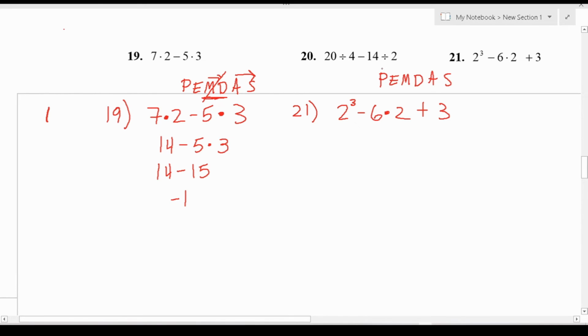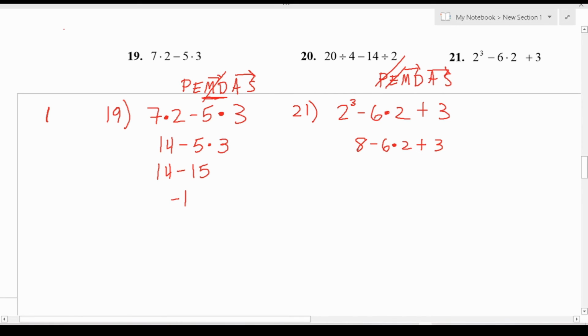So again, we're looking for parentheses, then exponents, then we're going to do multiplication and division from left to right as they appear, addition and subtraction from left to right as they appear. As we look at this one, we can see we have an exponent, subtraction, multiplication, and addition. And according to the operations, we do parentheses first. There's none of those. That said, there is an exponent, so we'll deal with that next. 2 to the third is the same as 2 times 2 times 2, which is 8, which is minus 6 times 2 plus 3. All right, so we're going to cross that out.